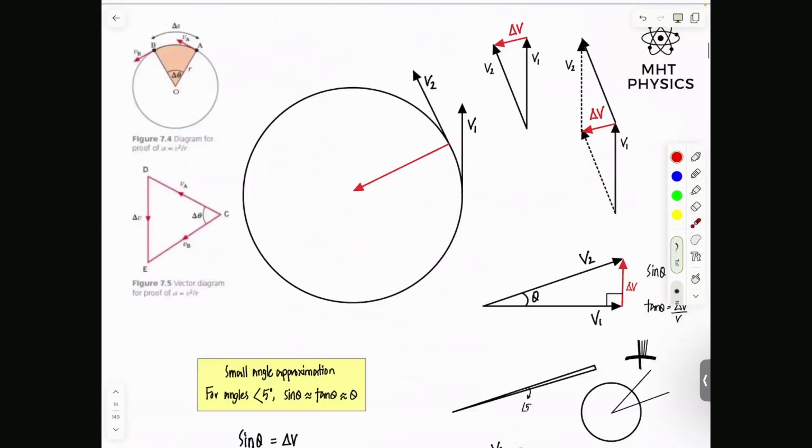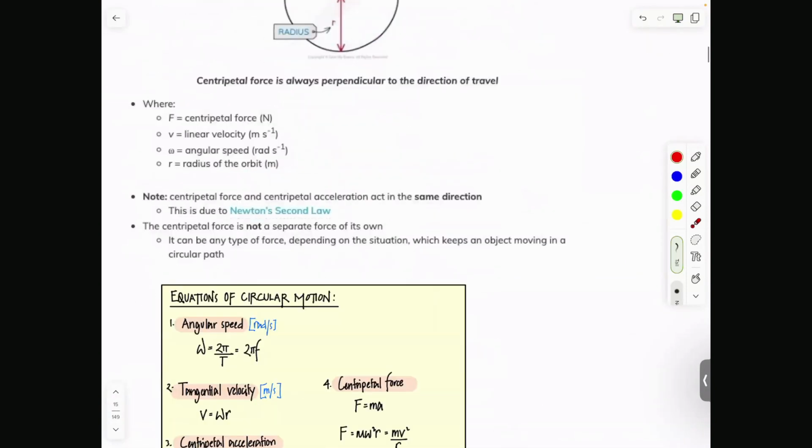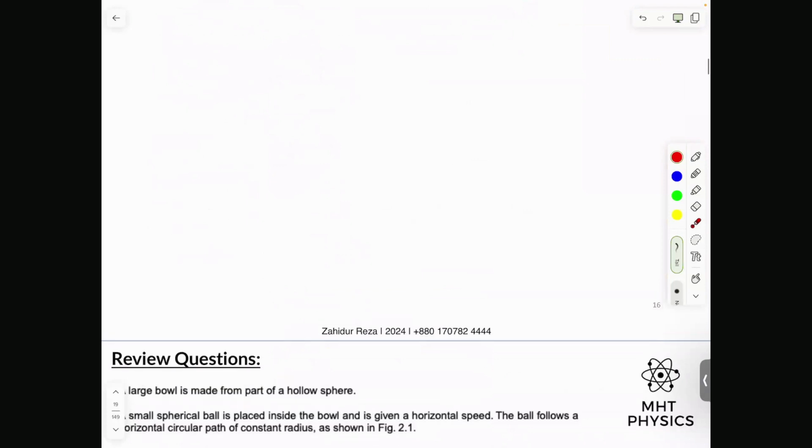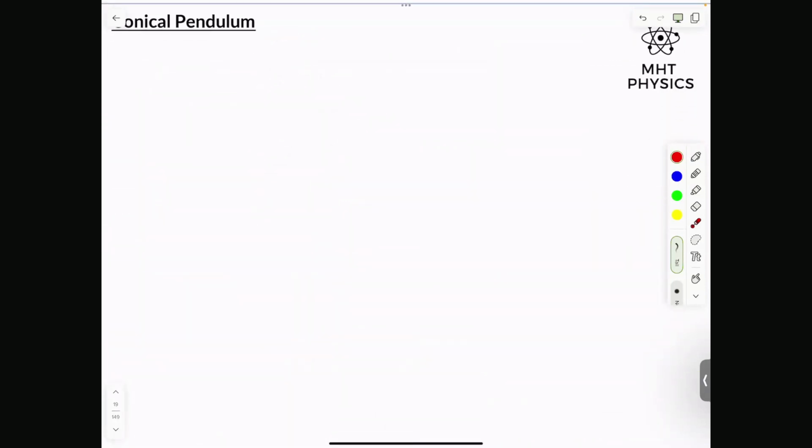Right. So now we'll see the different types of examples we have. Start with the easier one. Can you go to page 16? Conical pendulum. Page 16. So the place where Cambridge questions get challenging is here. I'll show you with an example right now.